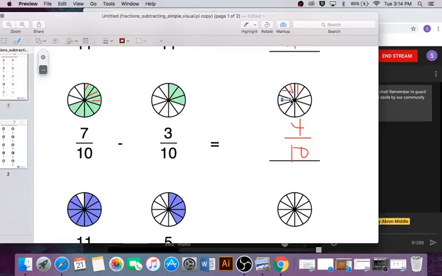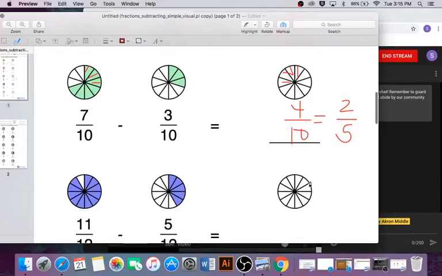4/10 is not in simplest terms. 2 goes into both 4 and 10. 2 goes into 4 2 times. And 2 goes into 10 5 times. So our answer is 2 over 5.